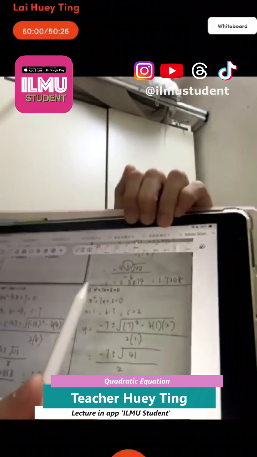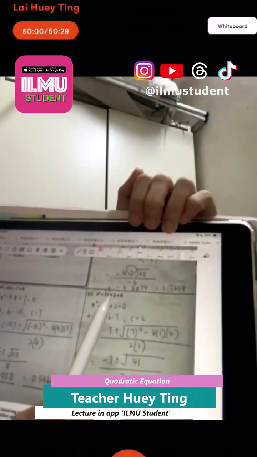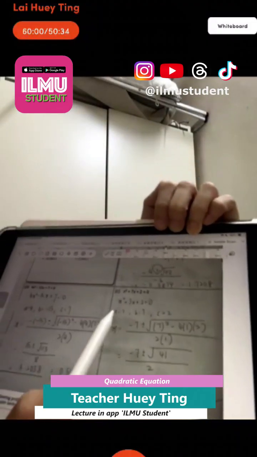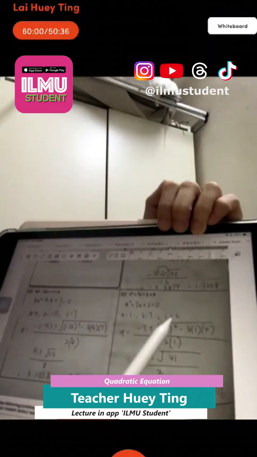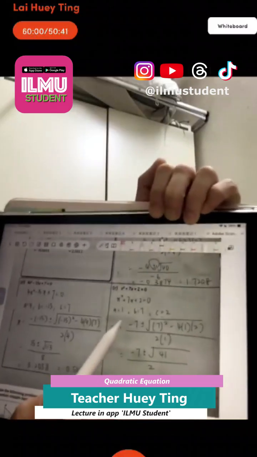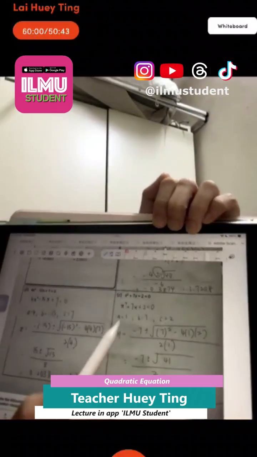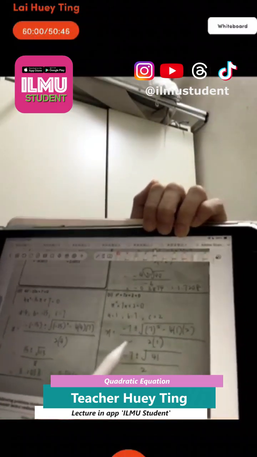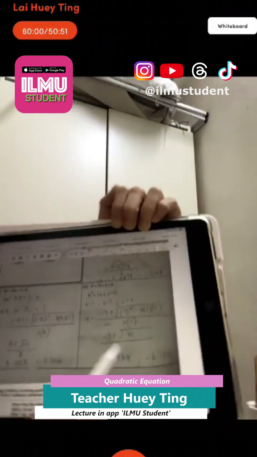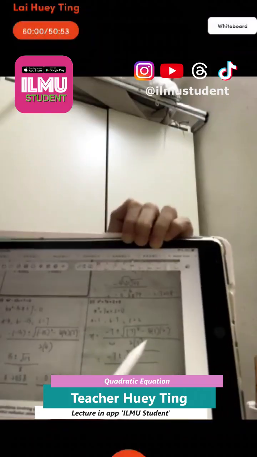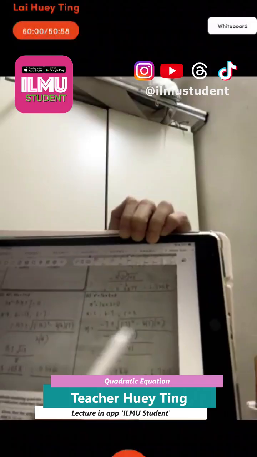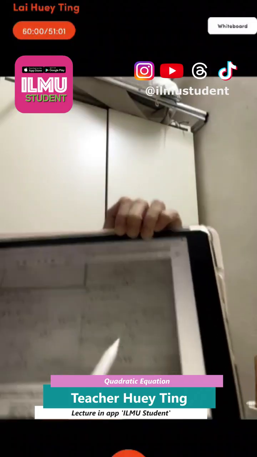So we can see that first is x squared plus 7x plus 2 equal to 0, right? And we have to identify the value of a, b, and c. Okay, so we get the value of a, b, and c. After that, we plug in the formula, and then we just press the calculator, we can get the answer. So it's 7 plus square root 41 divide 2, and also negative 7 minus square root 41 divide with 2.